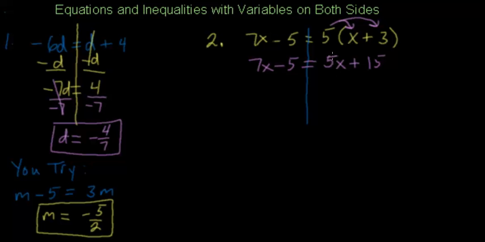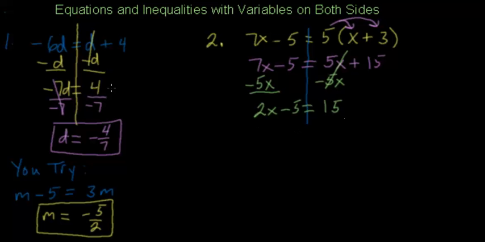So what I'm going to do is get rid of this 5x. Since it's a positive 5x, I'm going to subtract 5x so that this will cancel out and no longer be over here. And whatever I do to the right, or one side, I need to do to the other side. So I'm going to subtract 5x from this 7x. So this gives me a 2x. Bring down the minus 5, the equal sign, and over here bring down the 15.